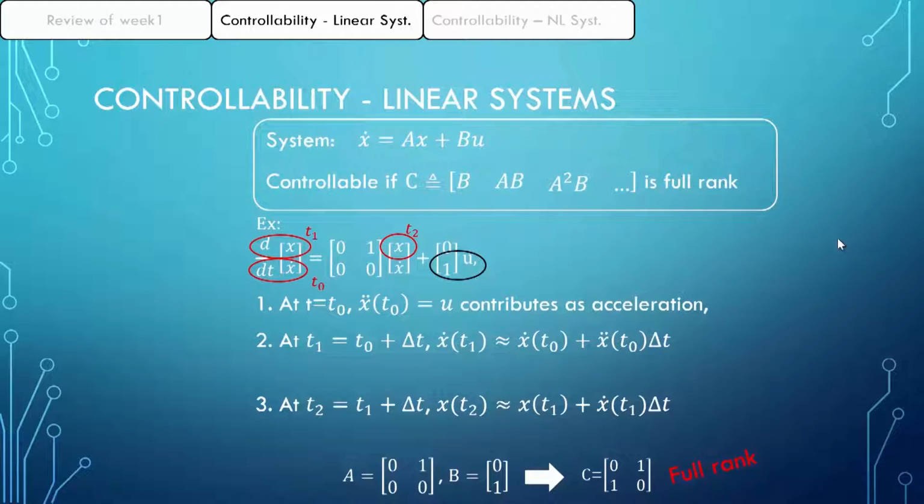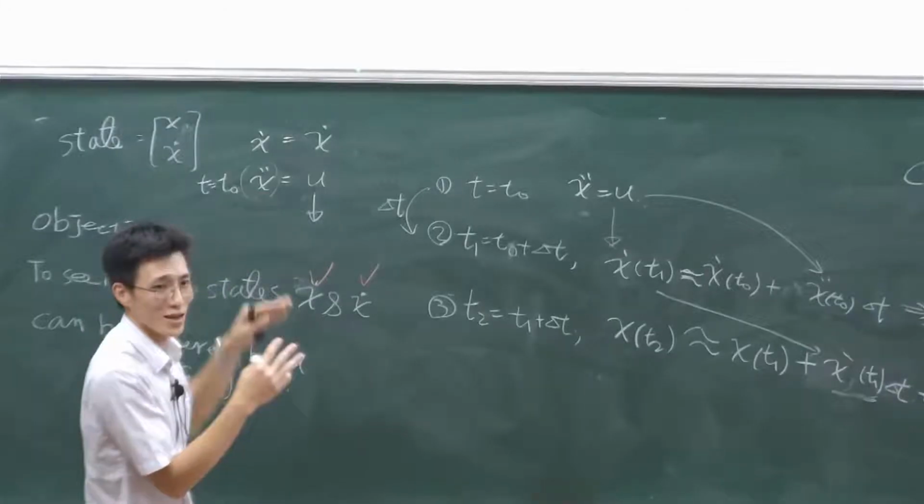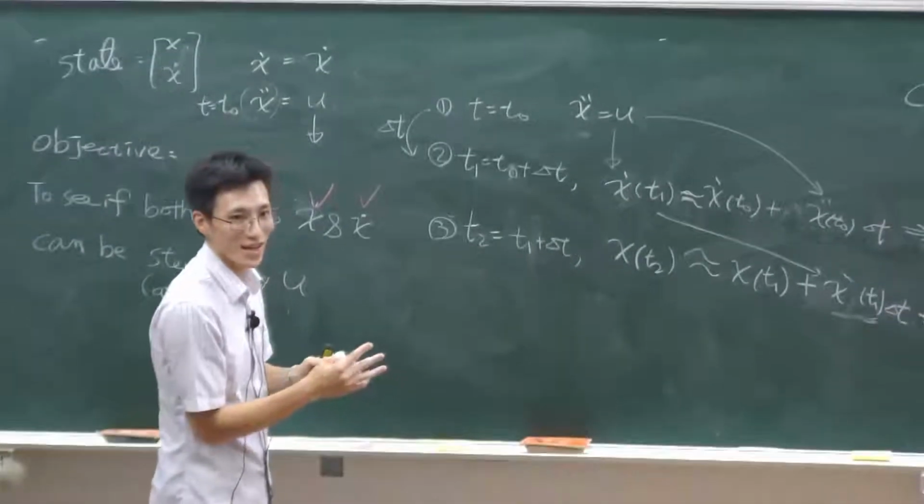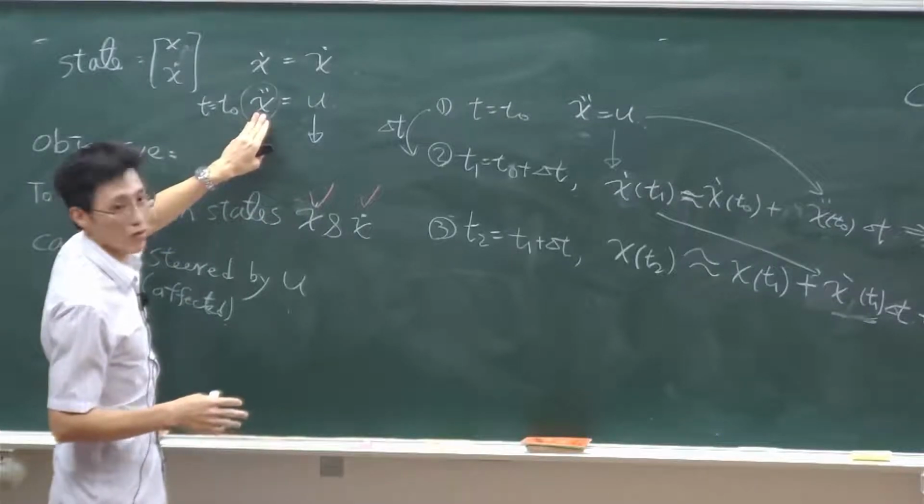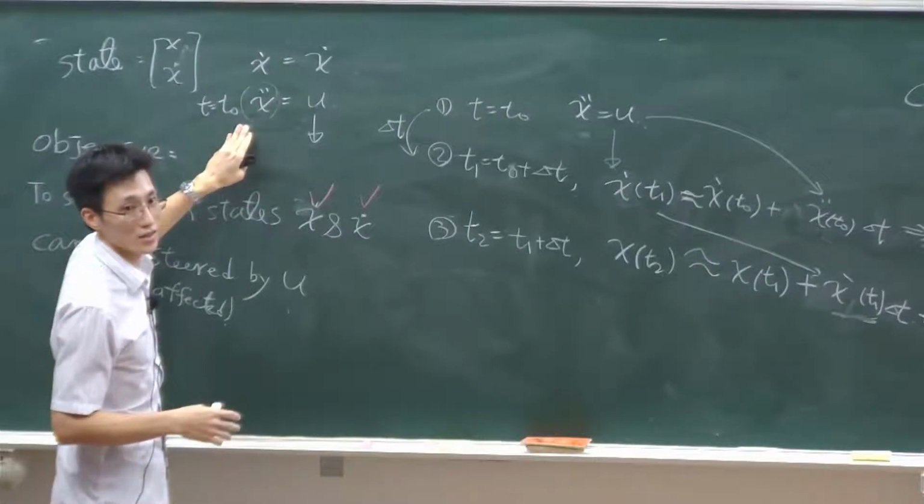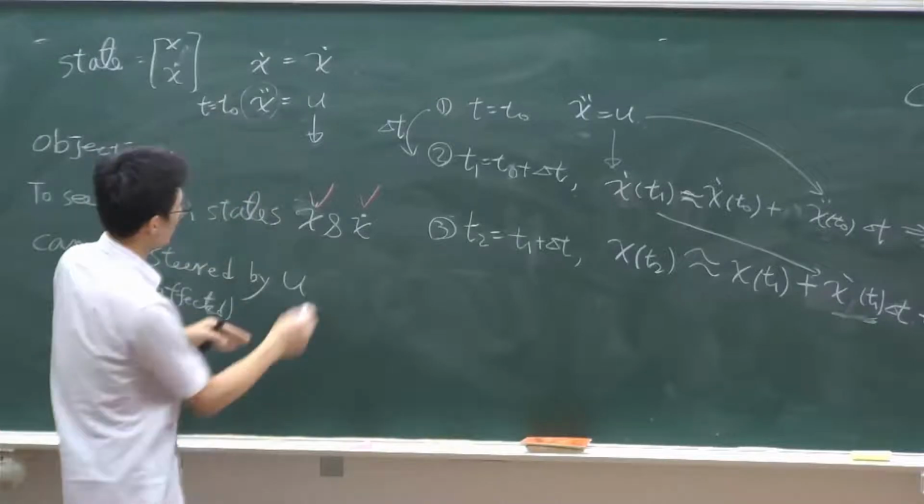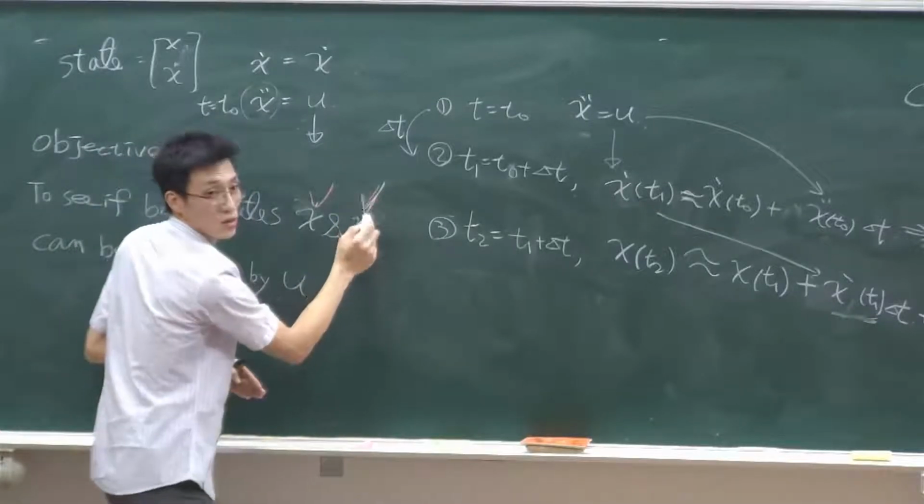So Niels, can you understand? So you can change acceleration, right? But as t goes, you cannot stop time, right? Time will go forever. So as time goes, x double dot will change the x dot, right? Which means this one will be controlled by U.